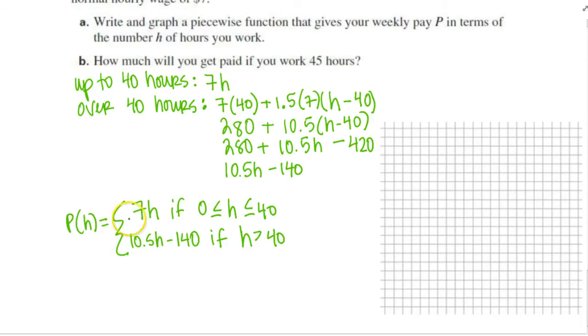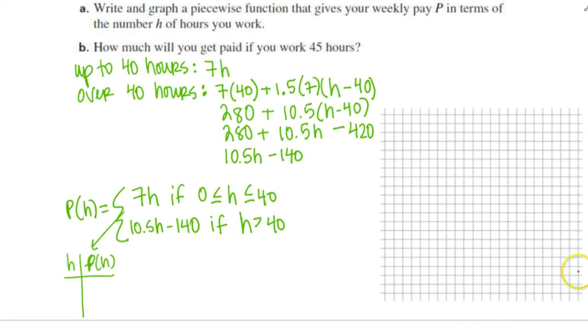So the next thing we need to do is we need to make a table. So this is going to be H and P of H. Right there. And then let's see, what can we use? We can use 0, and I'll just use the endpoint, 40. And both of these are going to be closed. So if I put in 0, I get 0. And if I put in 40 here, I get 280.